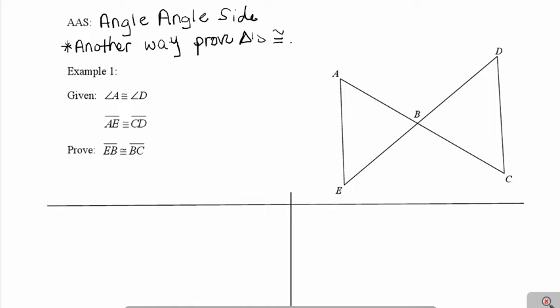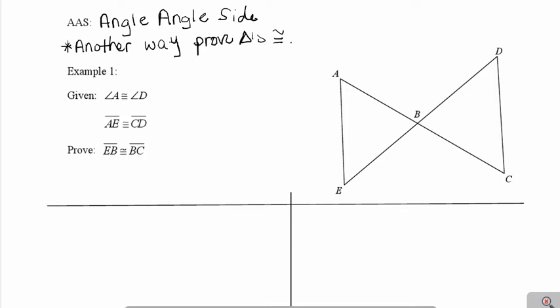Now you may be thinking, why are we learning about this now? Why didn't we learn about this before, back in chapter 3? Well, if you think about the no choice theorem, since we already have angle, side, angle as a way to prove triangles congruent, if we use the no choice theorem, we can get that third pair of angles congruent. Therefore, it would make sense that angle, angle, side would be another way to prove two triangles congruent.